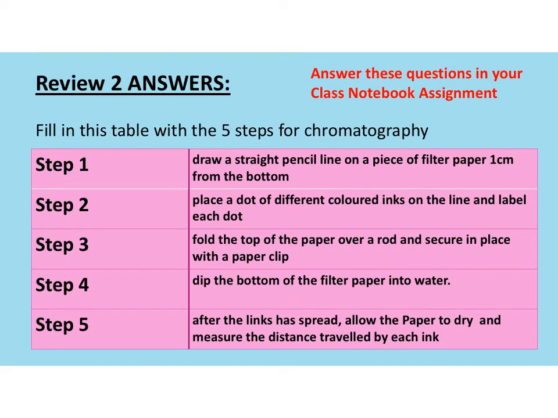This is what your table should look like for review 2. Step 1 was draw a straight pencil line 1 centimetre from the bottom of the paper. Step 2, place a dot of different coloured inks and label each dot. Step 3, fold the top of the paper over a rod and secure with a paper clip. Step 4, dip the bottom of the filter paper into the water. And step 5, after the inks have spread, allow the paper to dry and then measure the distance travelled by each ink. So give yourself a mark out of 5 for each step you got right.